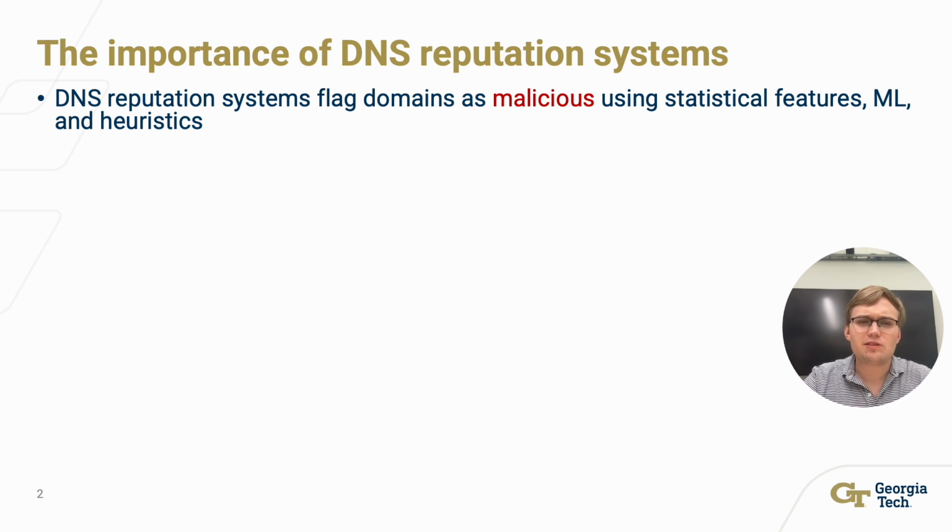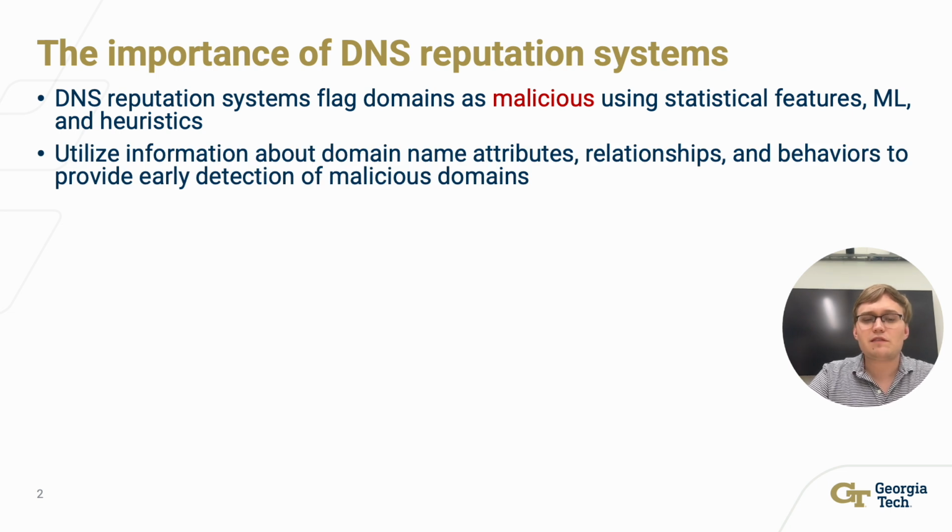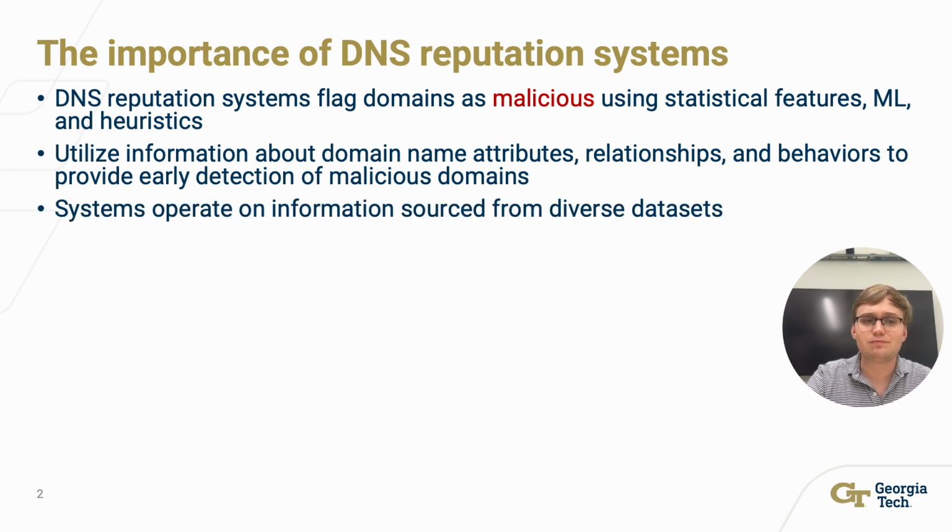So what are DNS reputation systems? These are systems that flag domains as malicious using a combination of statistical features, machine learning, and heuristic methods. They use information about the attributes of a domain, like its lexical features, its relationships to other IP addresses, domain names, and networks, as well as lookup behaviors, all in service of providing early detection of malicious domains.